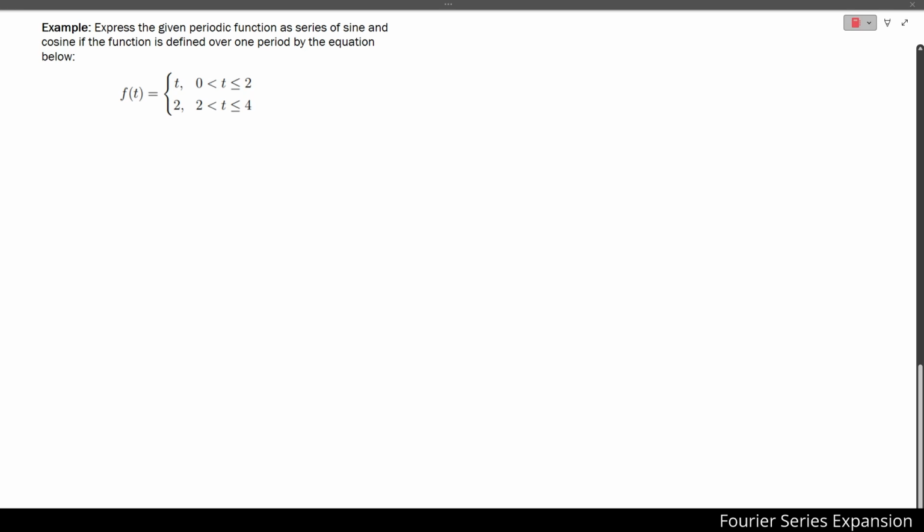Now, let's take this example. Express the given periodic function as a sine and cosine series if the function is defined over one period by the equation below. F of t is equal to t from 0 to 2, and f of t is equal to 2 from 2 to 4. Umuulit daw siya.